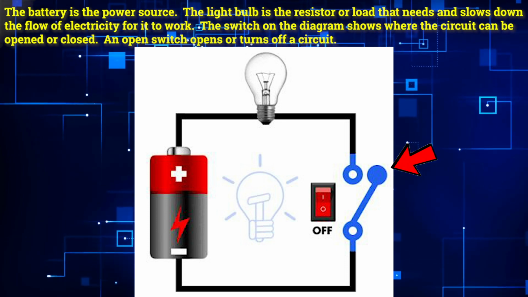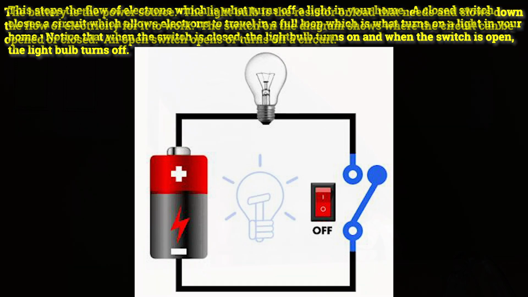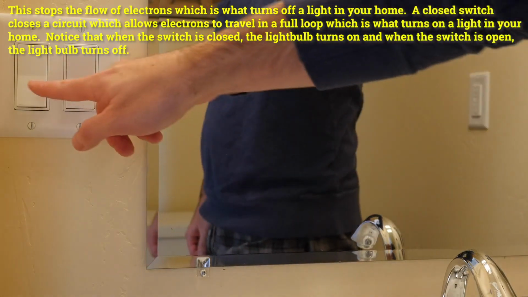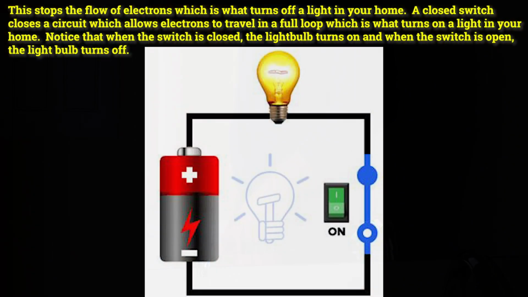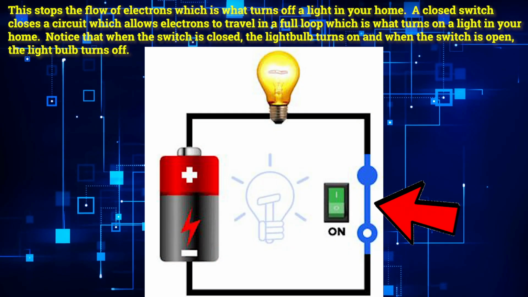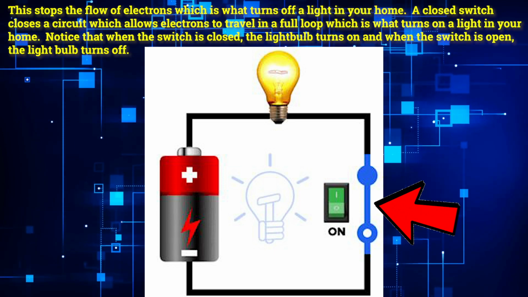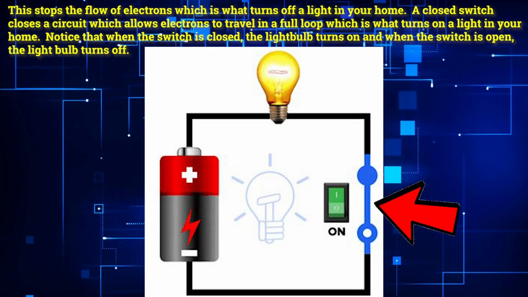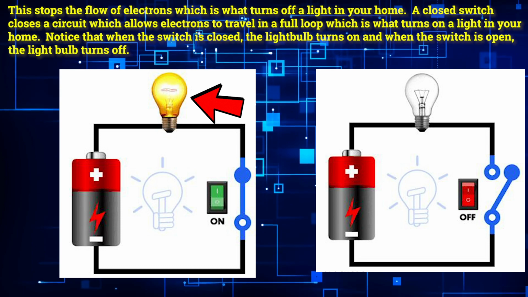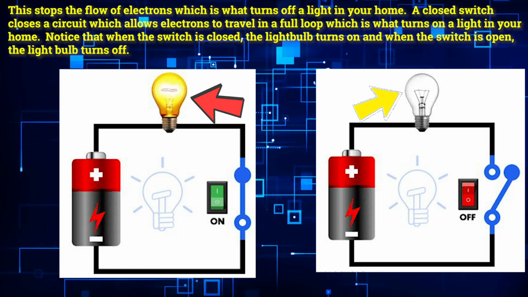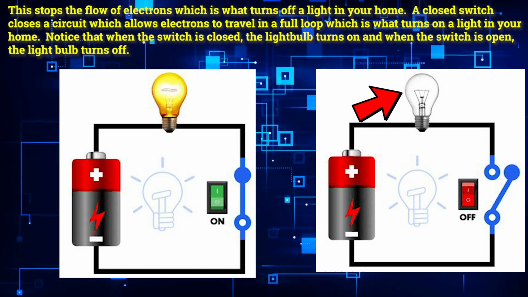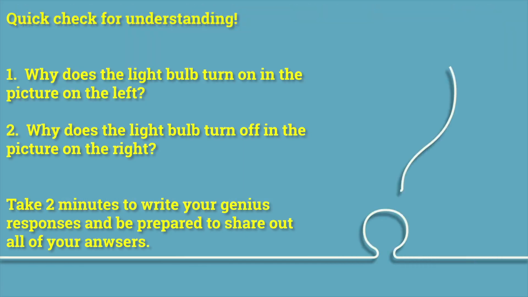An open switch opens or turns off a circuit. This stops the flow of electrons, which is what turns off a light in your home. A closed switch closes a circuit, which allows electrons to travel in a full loop, which is what turns on a light in your home. Notice that when the switch is closed, the light bulb turns on, and when the switch is open, the light bulb turns off. Quick check for understanding.